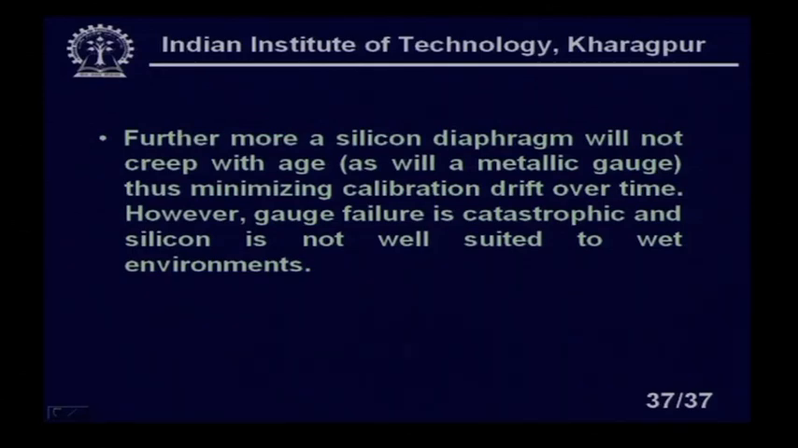That is why I am telling you that the gauge failure is catastrophic and silicon is not well suited to a wet environment, right. It is very difficult to control what type of environment it will be; that might be a wet environment also. So, if I have a metal gauge, that problem does not arise, but if you use a semiconductor and it is measuring the pressure of dry air, in that situation there is no problem, right, but in other cases it will be a problem, right.